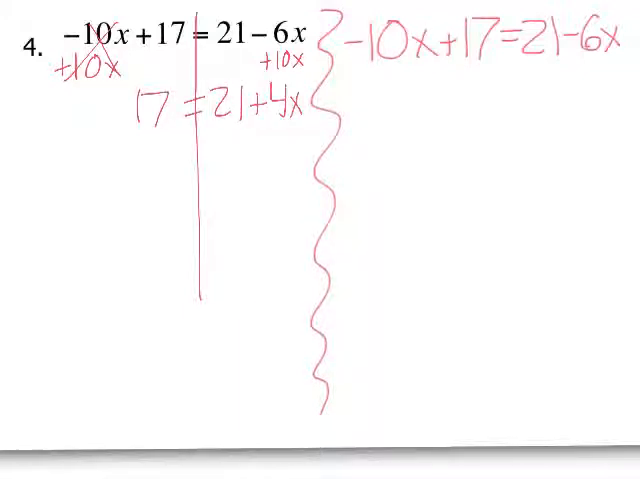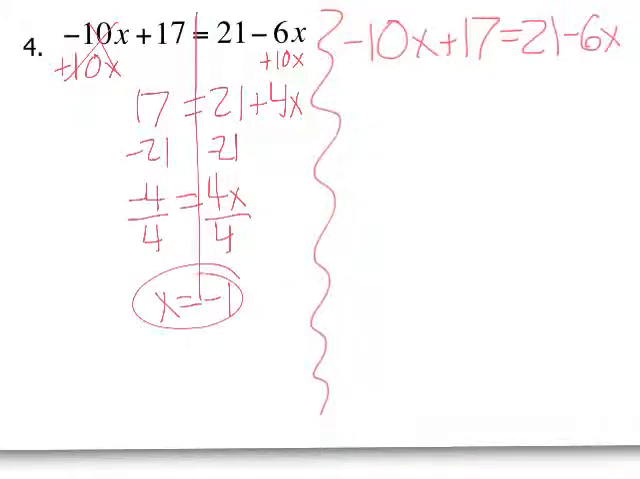Because when we're talking easy, we're really talking whether you're going to divide by a positive 4 or a negative 4. I mean, it's not really that different. So I subtract 21 from both sides. I have negative 4 equals 4x. Divide by 4 on both sides, and I get x equals negative 1.